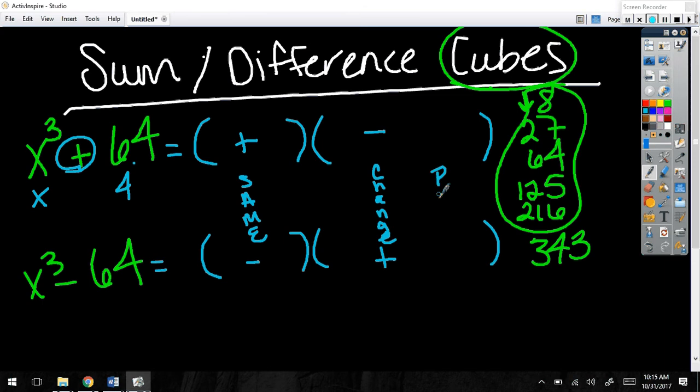Well, why are you doing it like this? Why are we not doing one problem at a time? I'm doing them both at the same time because they're the same pattern. All right, set your signs up first.